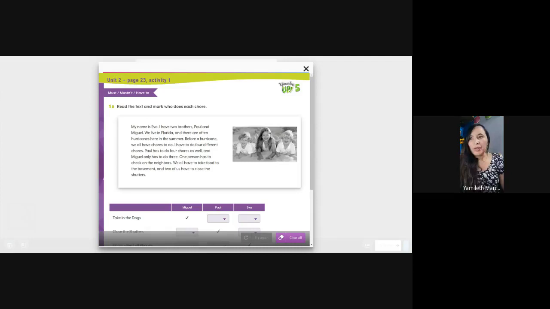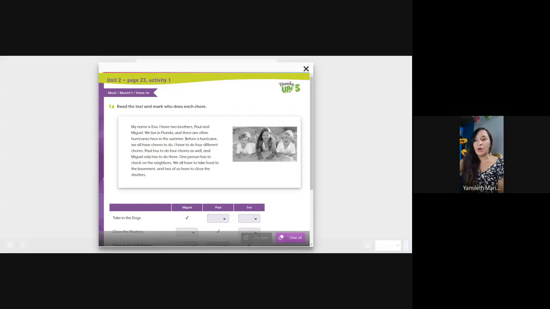First of all, we are going to read the text. This is the instruction. Read the text and mark who does each chore. Let's read together. One, two, three. My name is Eva. I have two brothers, Paul and Miguel. We live in Florida, and there are often hurricanes here in the summer. Before a hurricane, we all have chores to do. I have to do four different chores. Paul has to do four chores as well. And Miguel only has to do three.